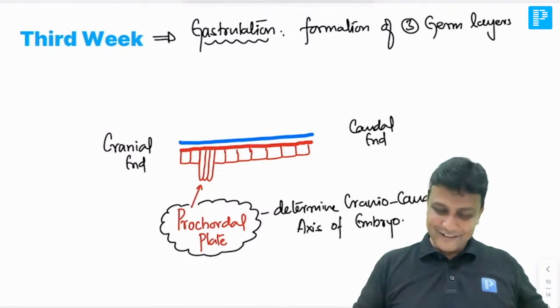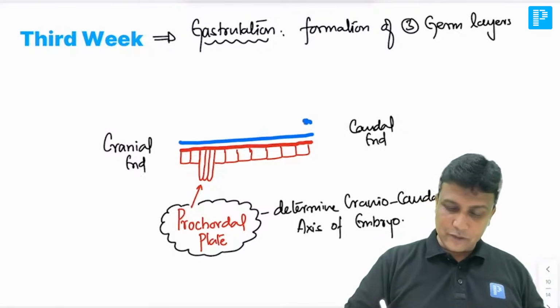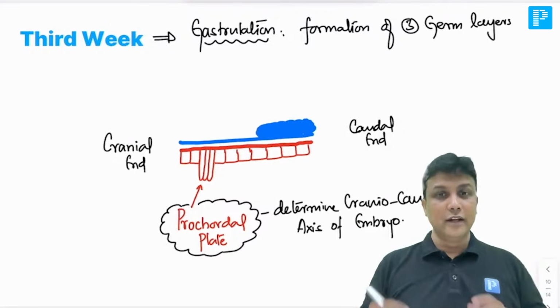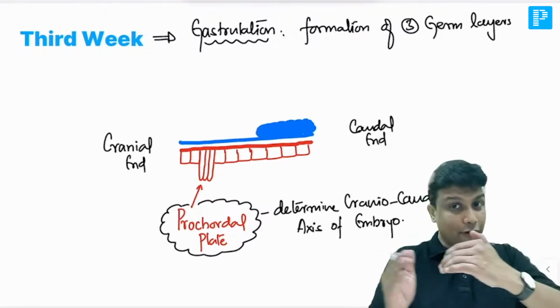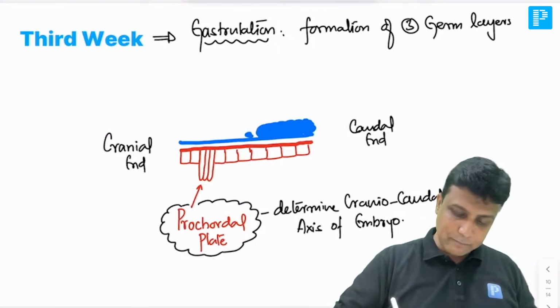ठीक है ना? Some of the cells of epiblast from the caudal end will multiply and move forward. Caudal end से यहाँ से multiply होगा ना, आगे बढ़ते हैं. So the cells are multiplying and moving forward, forward, forward. And suddenly in the middle there is a formation of a big mass of cells.